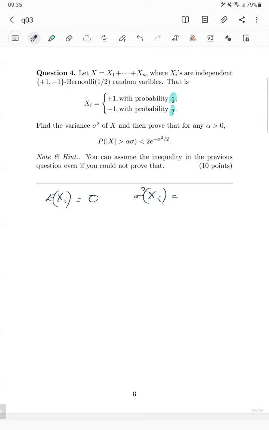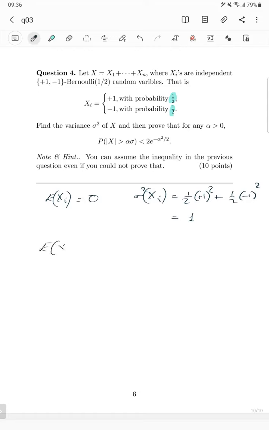Let us calculate it. This is half times plus 1 squared, because anyway the mean is 0, so I can just take the second moment, plus half times minus 1 squared. So this is half times 1 plus half times 1, which is 1. Some of you have made a mistake of writing it as 1 by 4, by using the formula p into 1 minus p. But that is for the 0,1 Bernoulli, not the plus 1 minus 1 Bernoulli.